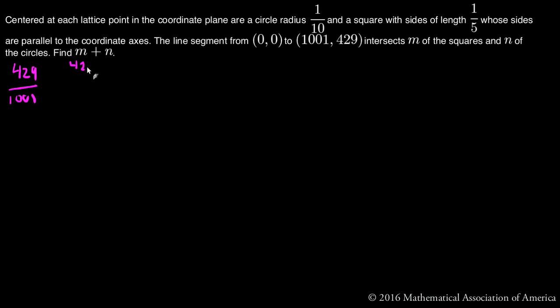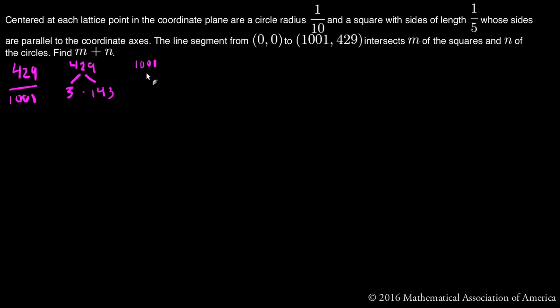So I broke down 429 and 1001 into their prime factorizations. I do see that 3 is a factor of 429, because 4 plus 2 is 6, plus 9 is 15. If you add the digits and they're divisible by 3, then the original number is divisible by 3. So I took out a 3. 4 divided by 3 is 1, 12 divided by 3 is 4, 9 divided by 3 is 3. So I get 3 times 143.